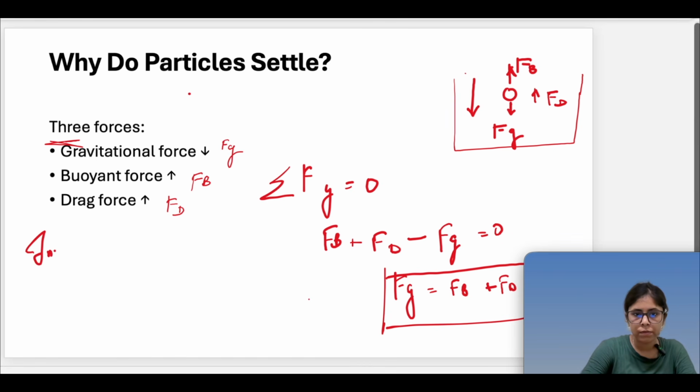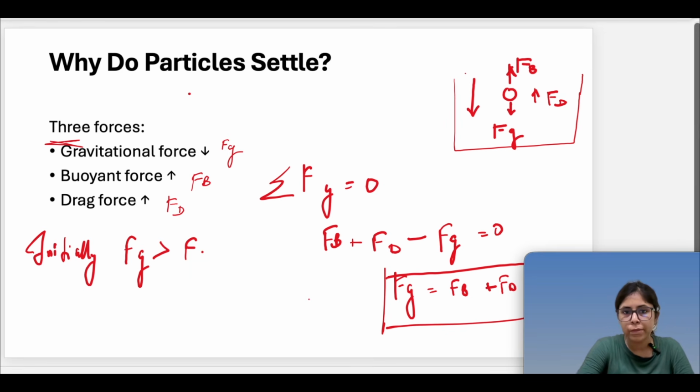Initially, we'll have the gravitational force being more than the summation of Fb plus Fd, right? Because if this becomes equal, then it will not settle that much. Initially the settling is very fast because the gravitational force is more than the summation of Fb and Fd.